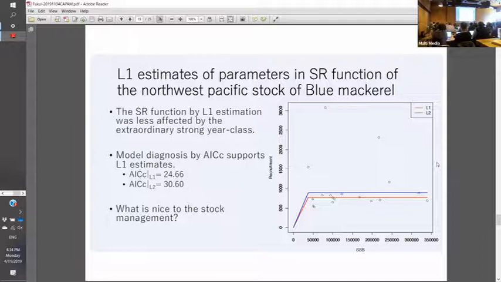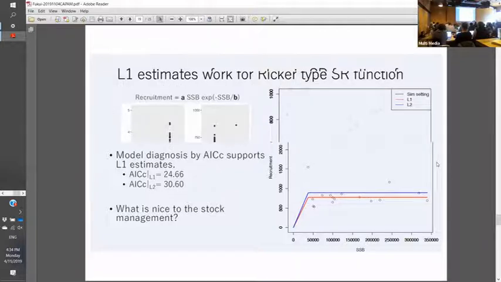And back to the blue macro case. If we use the L1 estimation, the stock recruitment function is less affected by the strong year class data, and the model estimated by L1 has a better value in AIC.